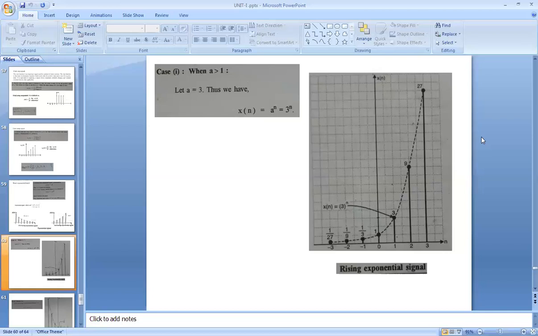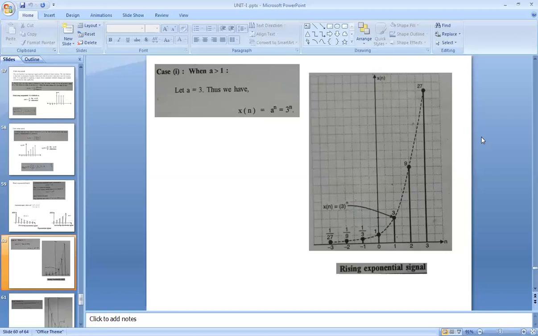Similarly, when n is equal to 2, x of 2 is equal to 3 raised to 2, which is 3 square. Its square is 9. 9 is marked over the 2. Similarly, when n is equal to 3, x of 3 is equal to 3 cube. When n is equal to 3, it is marked as 27. So you can plot the increasing exponential signal from 1 to 27.